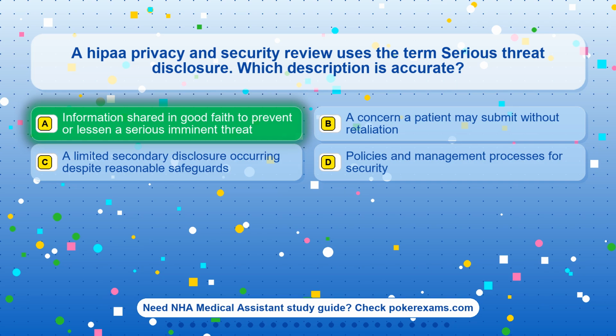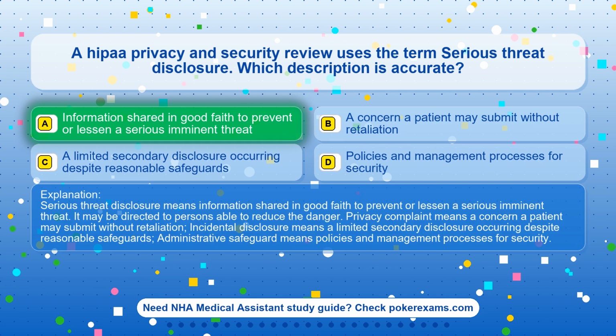The correct answer is option A. Information shared in good faith to prevent or lessen a serious imminent threat. Serious threat disclosure means information shared in good faith to prevent or lessen a serious imminent threat. It may be directed to persons able to reduce the danger.